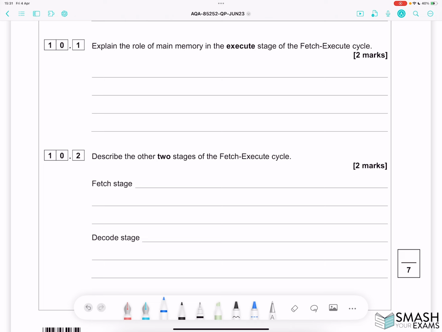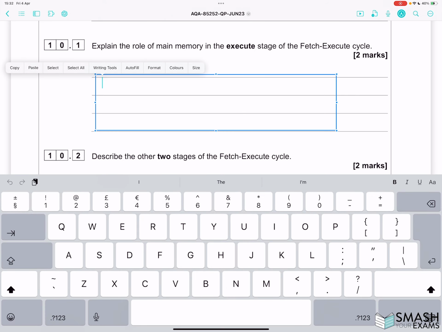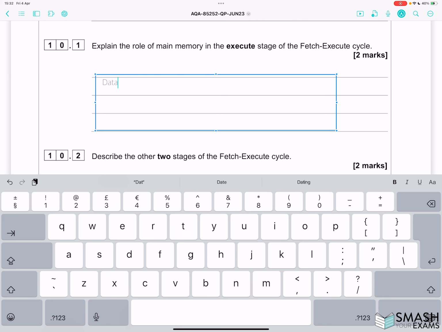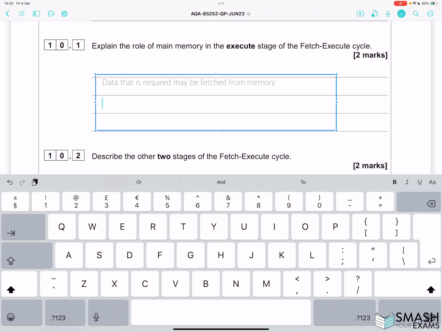It could be that we need to get another instruction. It might be the next thing that we need to go and fetch. So with this one, we could say something along the lines of, might be easier if we type this one out. Let's do that. So we would say something like: data that is required may be fetched from the memory. So that would be one valid thing that we could put there.